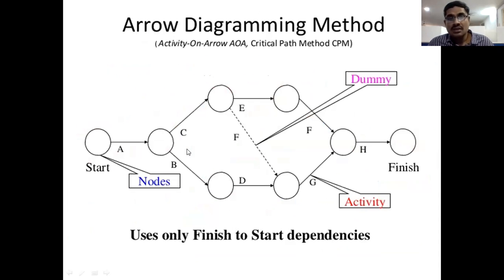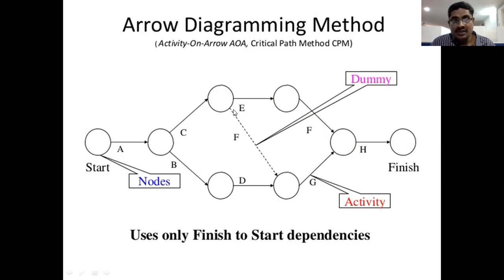Today's class, we need to discuss ADM and CPM. Arrow diagramming method, AOA, and critical path method. AOA means activity on arrow. Observe these lines. These arrow lines are the activities. This arrow is one of the activities, B. This arrow connects two points, these nodes. These two points are the connection of two activities.